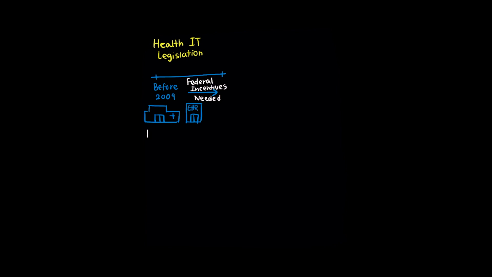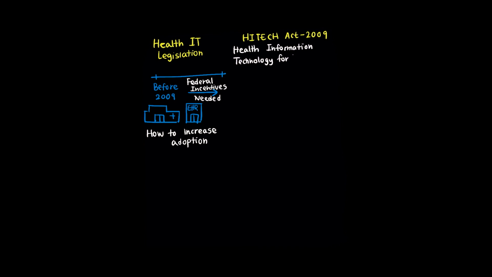This question is about understanding the federal legislation that transformed health IT adoption in the United States. In the late 2000s, electronic health record adoption was low and progress was slow. The government recognized that health IT could improve quality, safety, and efficiency, but needed incentives to drive adoption. The Health Information Technology for Economic and Clinical Health Act, known as High-Tech, was passed as part of the American Recovery and Reinvestment Act in 2009.